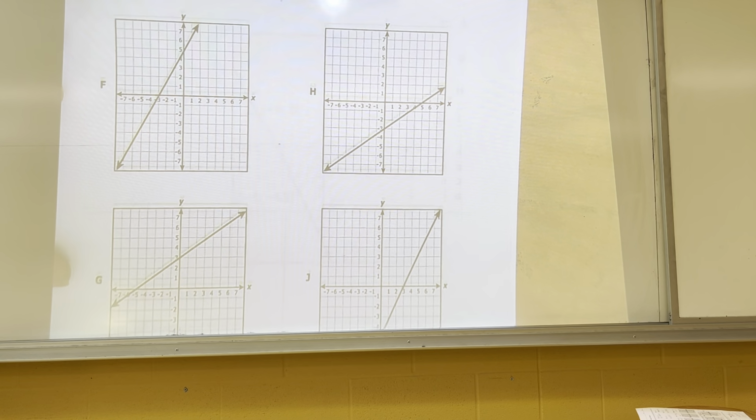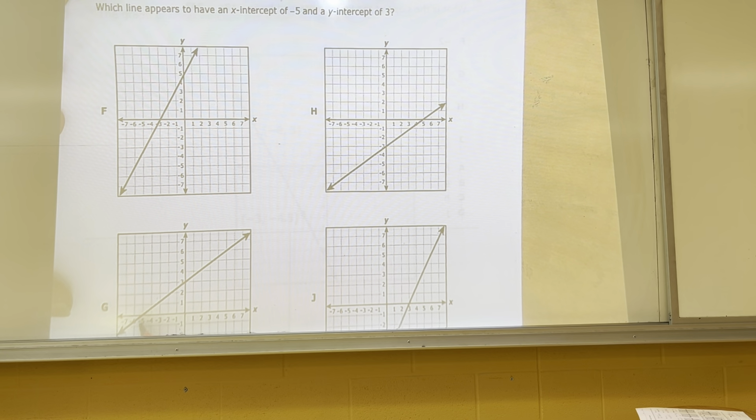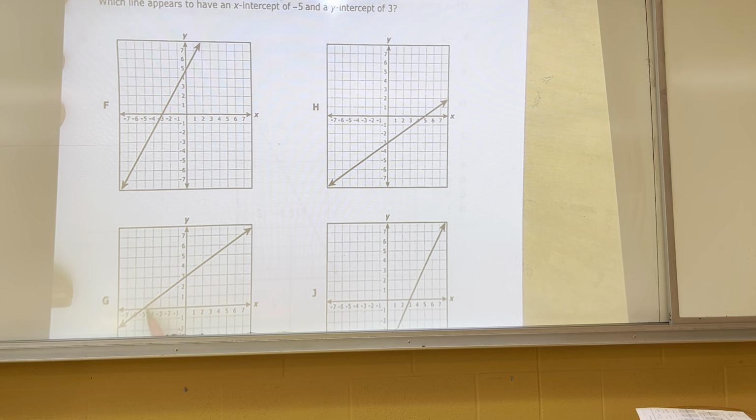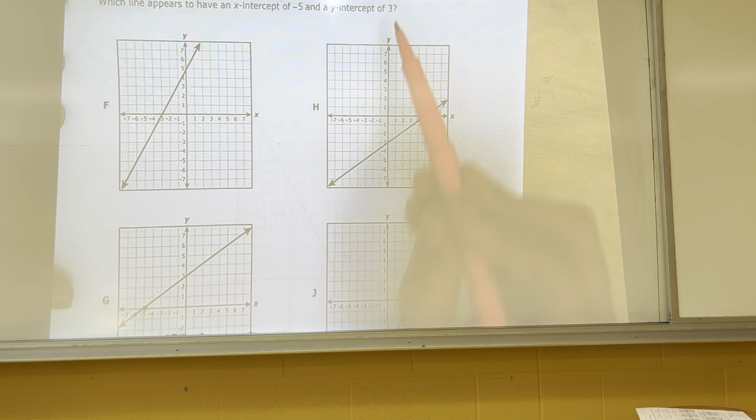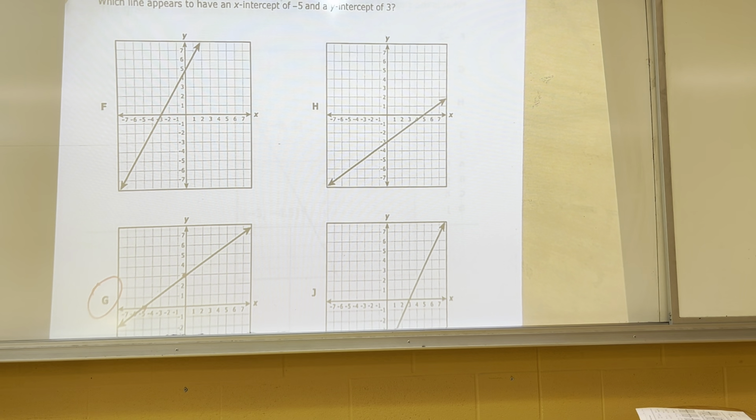Number 3, x-intercept of negative 5. That's negative 5 here. Minus of 3. G. Is that okay? You good?